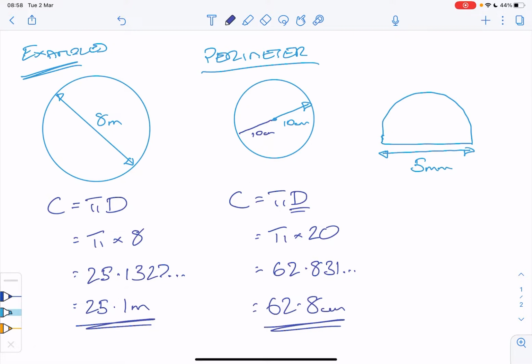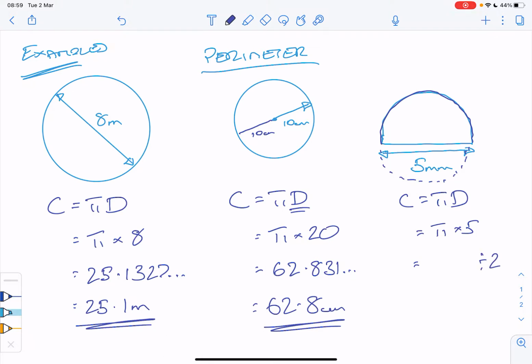Right, this last one is ever so slightly different. But the point is here, I've got this curved length. As long as I've got a curved length, I have to do it in terms of circles. But the idea is it's not a full circle. So I'm going to still start off with c equals pi d. I'm still going to take my pi and I'm still going to multiply it by the diameter. If I had a full circle here, and if I just drew this as a dotted line, then the diameter would be that 5 millimeters. So that's fine. But what I've got to remember at the end of all this is that I have to divide it by 2.